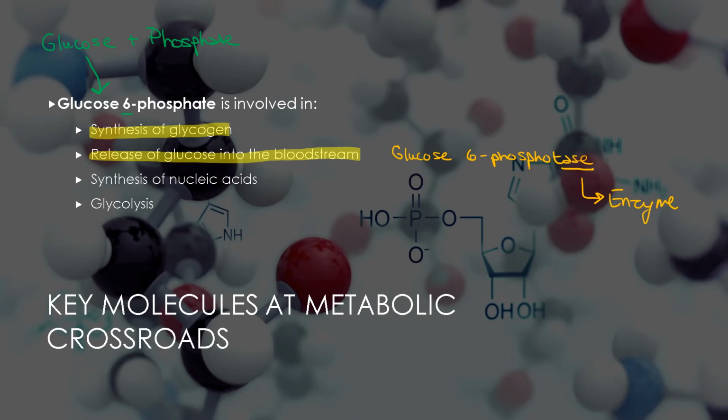Our next fate of glucose 6-phosphate is the synthesis of nucleic acids. So glucose 6-phosphate is actually a precursor used by cells throughout the body to make ribose 6-phosphate, which is a 5-carbon sugar that's needed for the synthesis of RNA and DNA. So in this case, we would take glucose 6-phosphate and we would convert it into ribose 6-phosphate, which can then be used to make DNA and RNA.